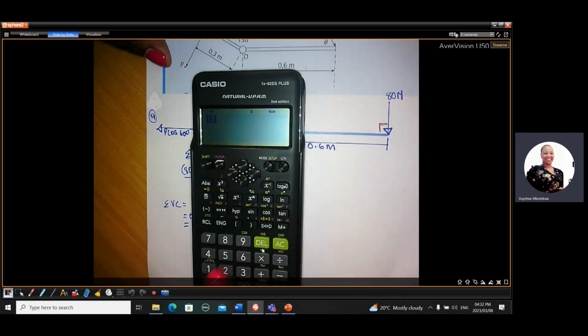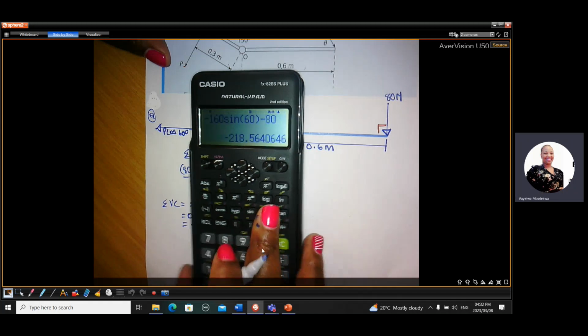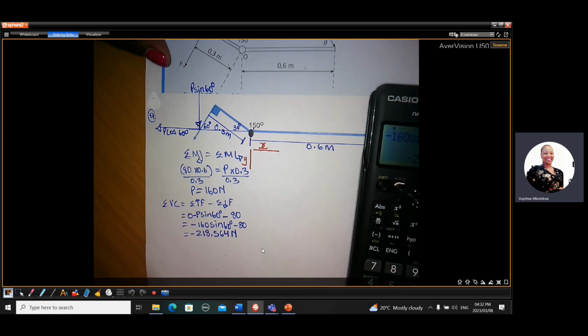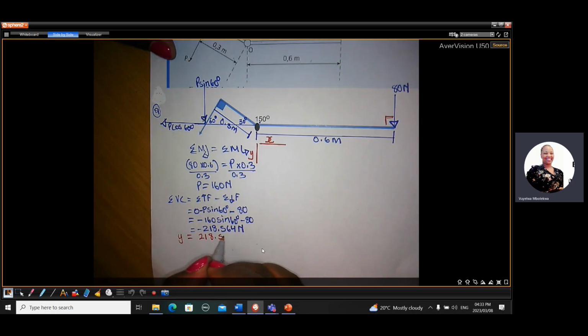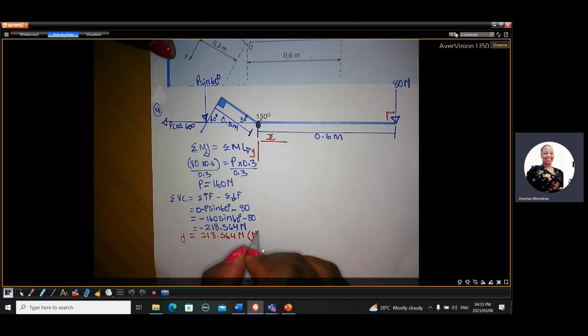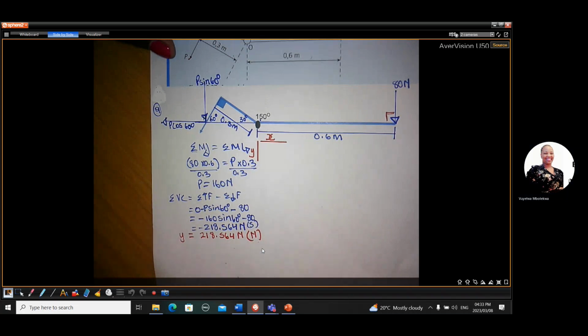Let's see, 160 sine 60 minus 80 gives us minus 218.564 newtons. That is the resultant force. A reaction force is going to be positive 218.564 newtons, and we're going to say it's going north. So that one was negative, it was going south.